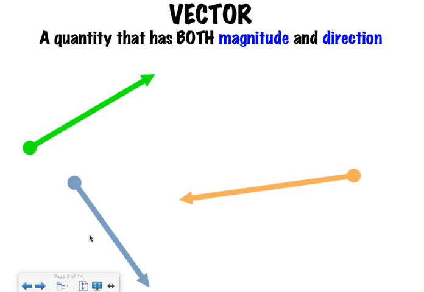Okay, so this is what a vector would look like on our graph. You guys see how it's like an arrow? It has a quantity that has both magnitude and direction. We'll talk about both those things in a moment, but this is what you're going to be looking at today. These arrows.